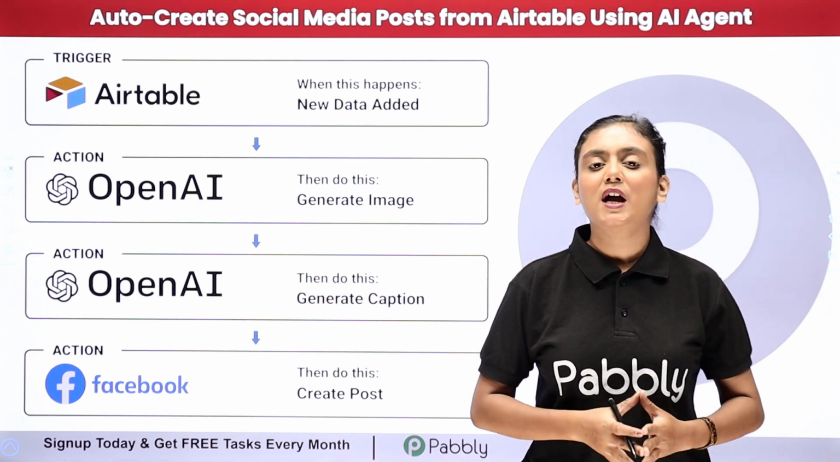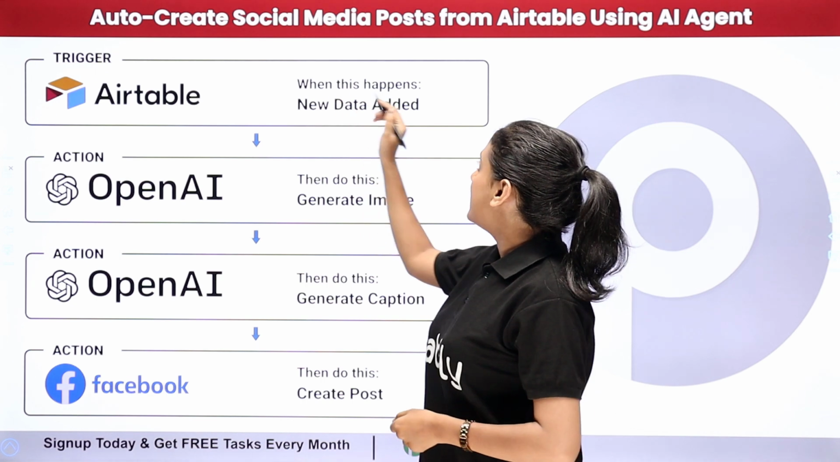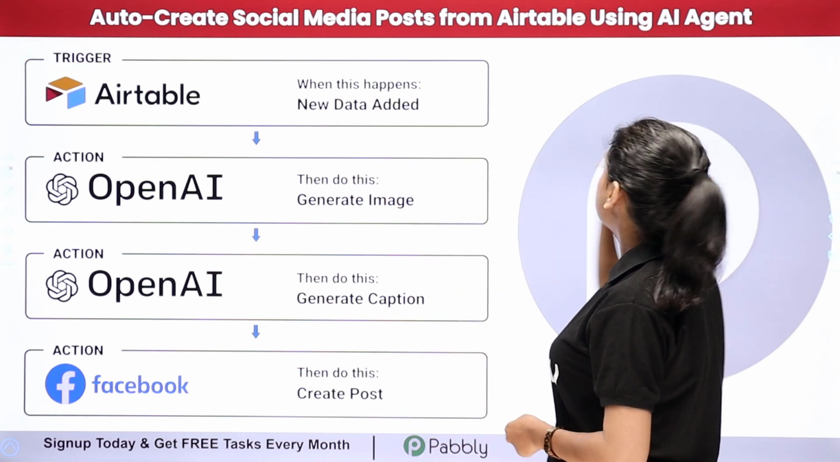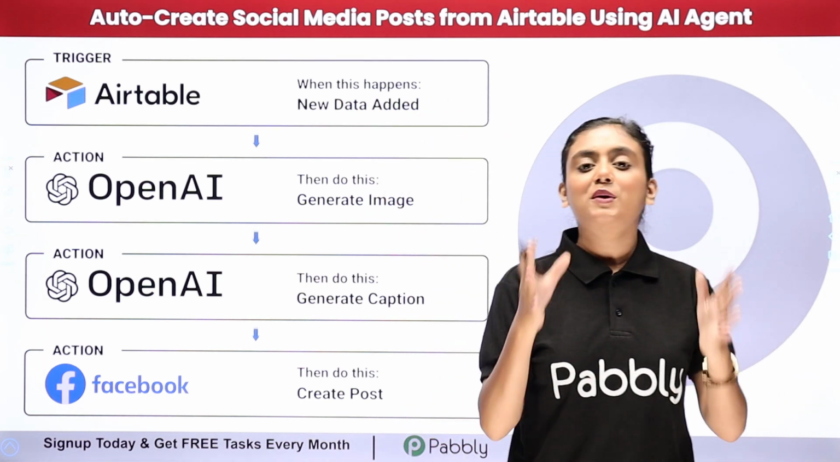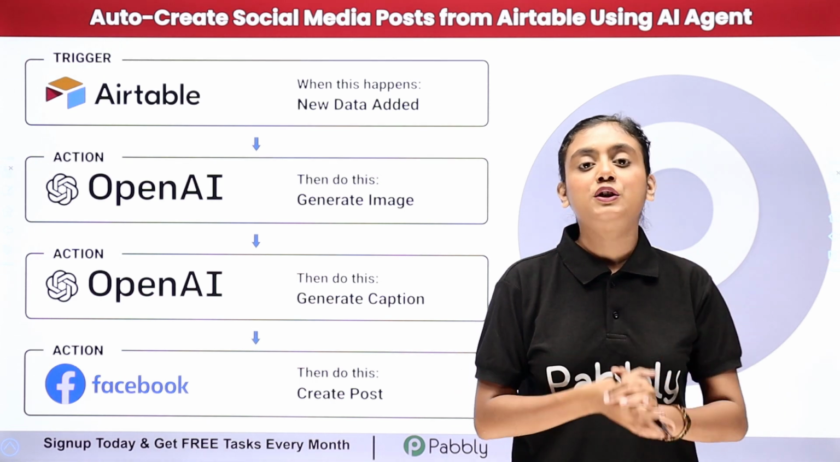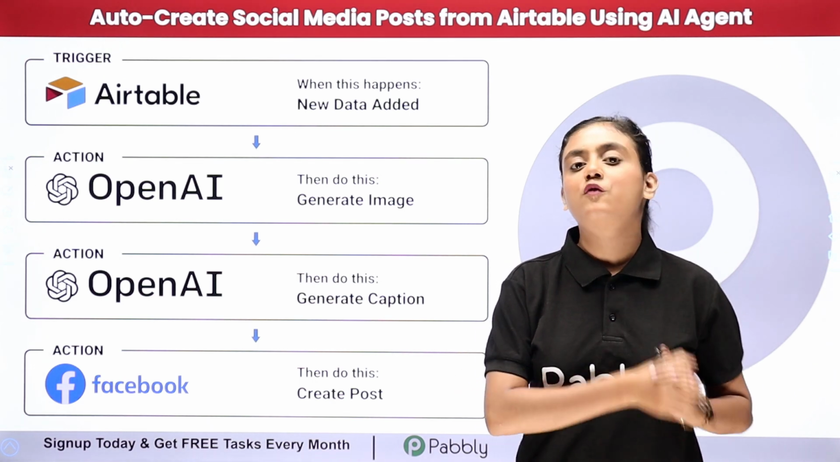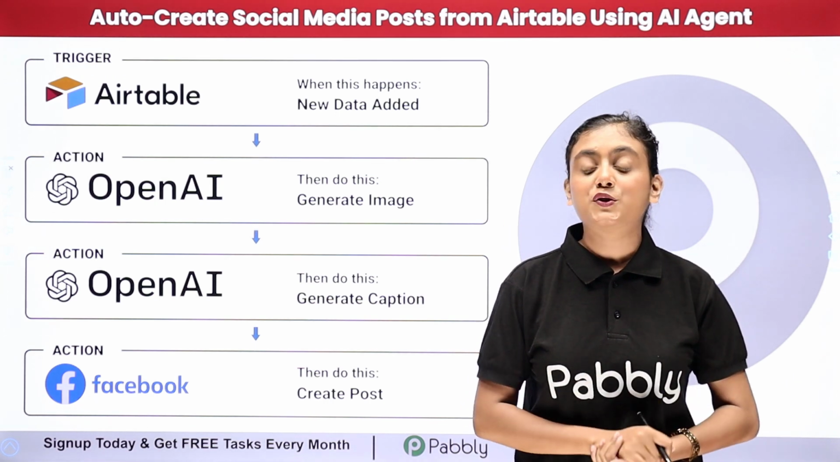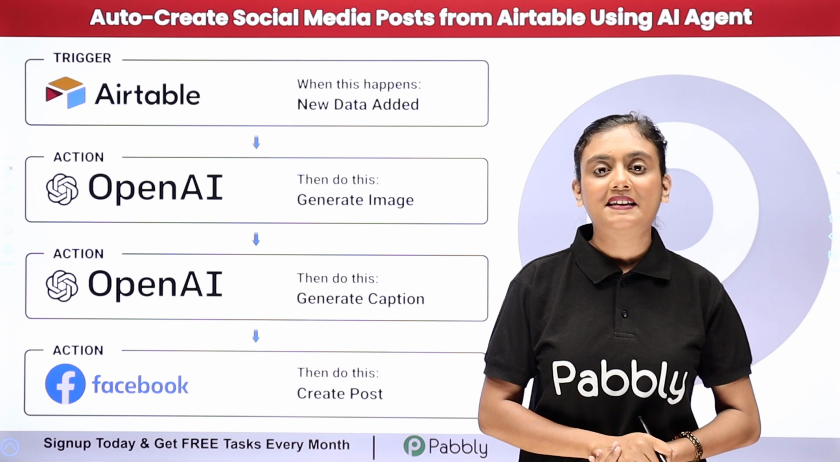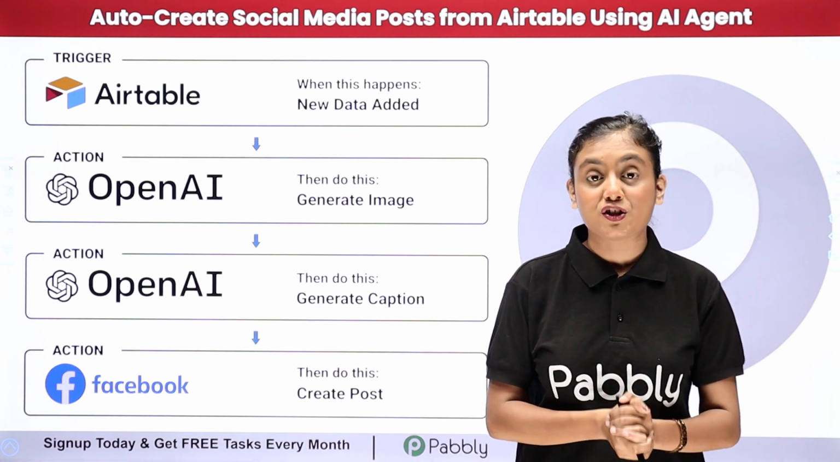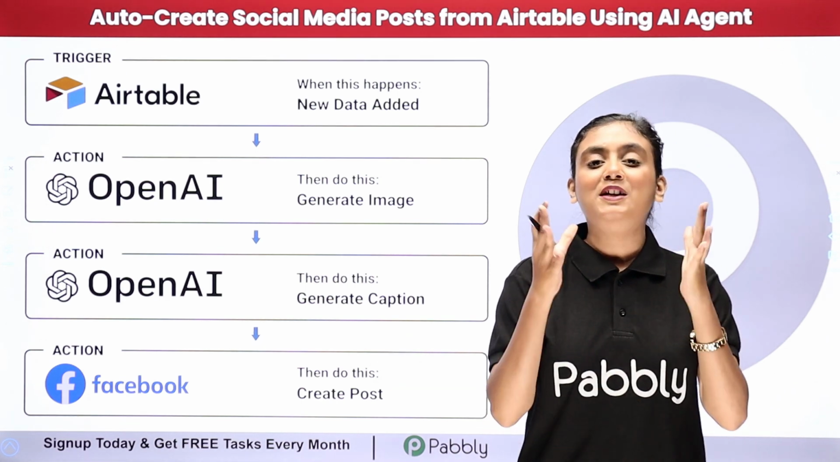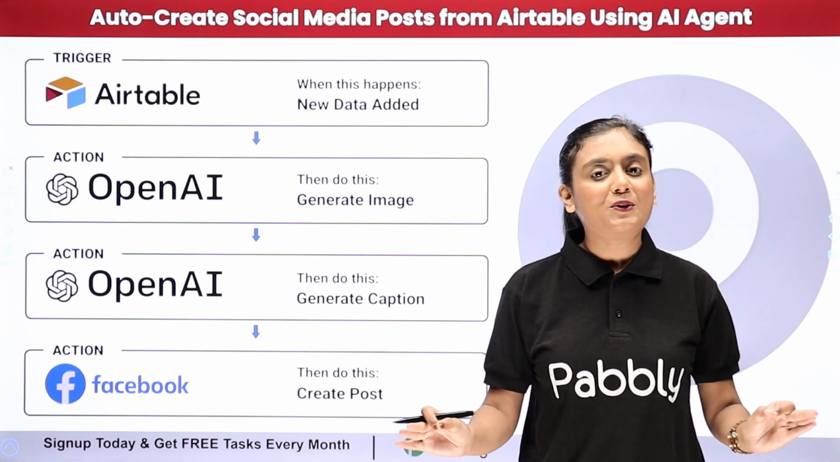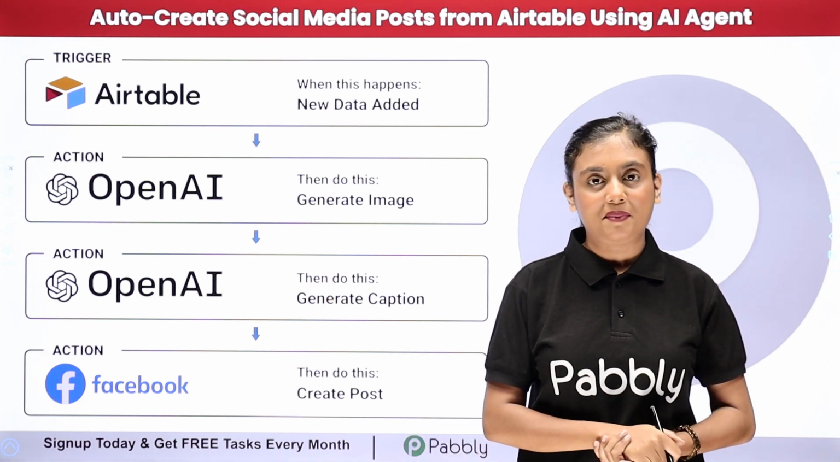Pabbly. In this video, we are going to learn how to auto-create social media posts from Airtable using an AI agent. What if I tell you that in your Airtable, you will write a prompt of the type of post that you want to create on your Facebook page, and automatically within a few seconds, an AI agent is going to create that post on your Facebook page? Yes, this is possible, and you can do this without any coding or programming skills using Pabbly Connect.